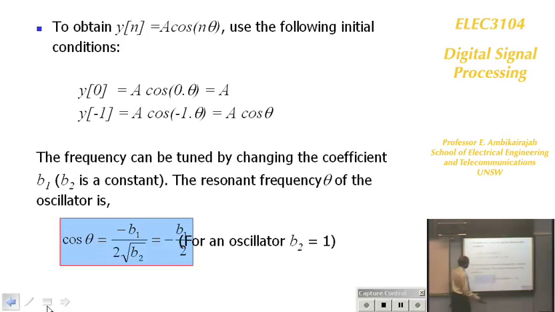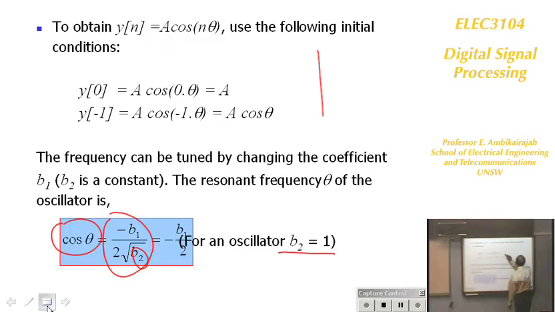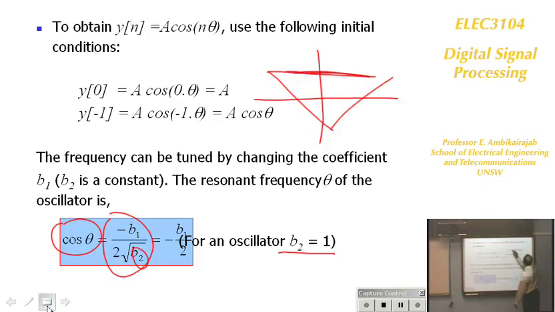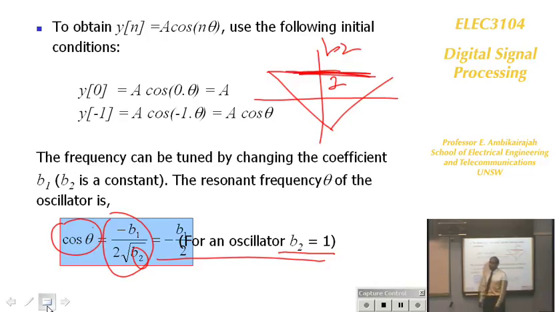And also, you can find out the oscillation frequency by using this formula which I derived in the previous slides, where V2 is 1 for us. For an oscillator, V2 is 1. Oscillator means it's on that line, where V2 is equal to 1, which gives an oscillation. So from here, cos theta equal to minus V1. That's your resonance frequency of the filter.